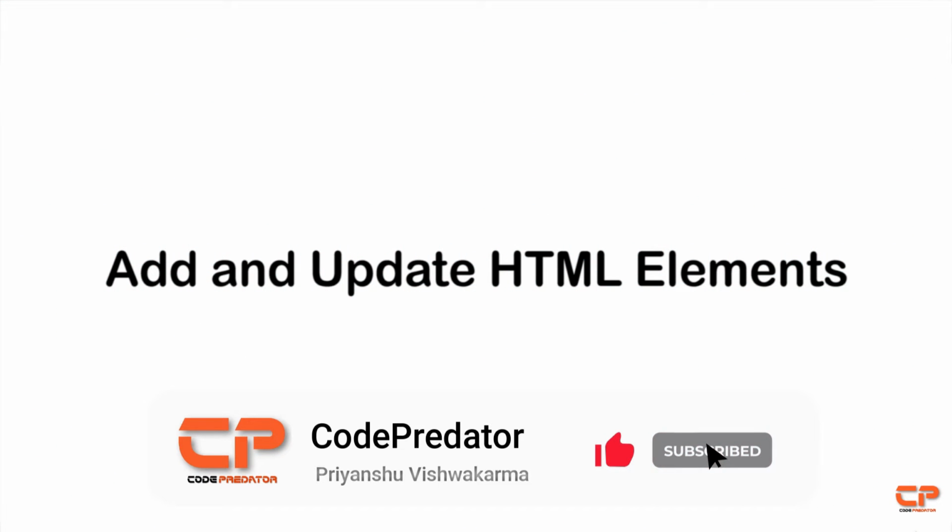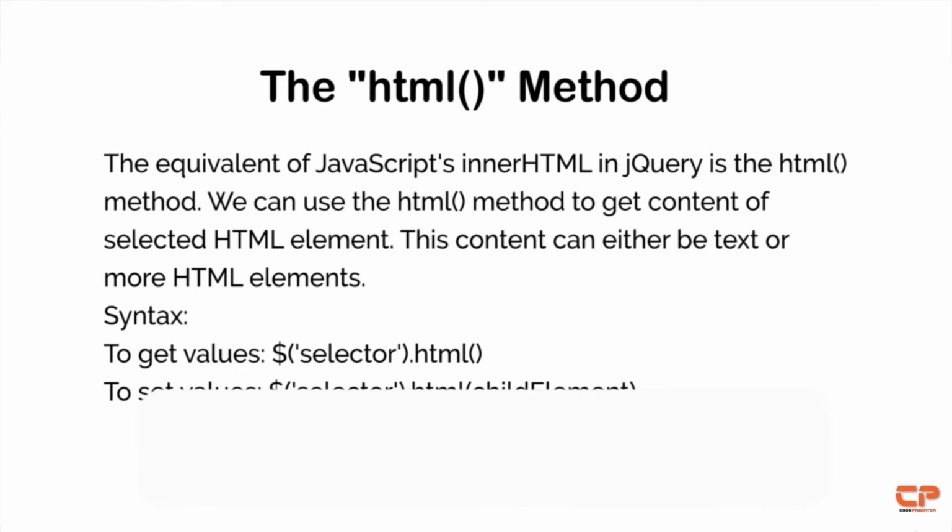In this video, we will talk about how to update HTML elements. The equivalent of JavaScript's innerHTML is the html method, which is provided by jQuery. In other words, we can use this html method to get the content of selected HTML elements. This content can either be text or more HTML elements.